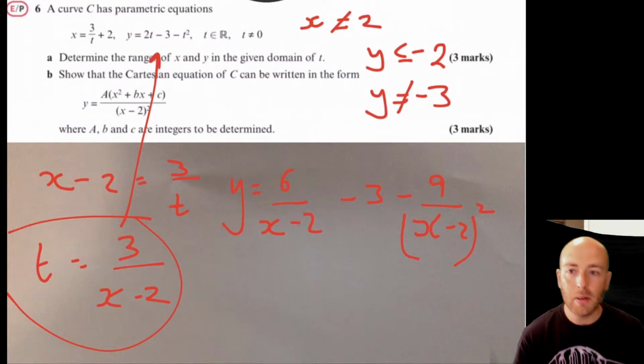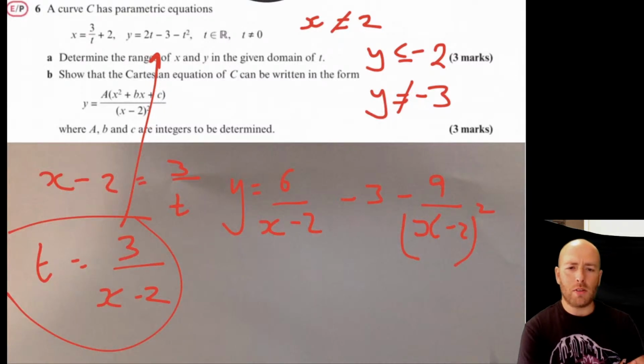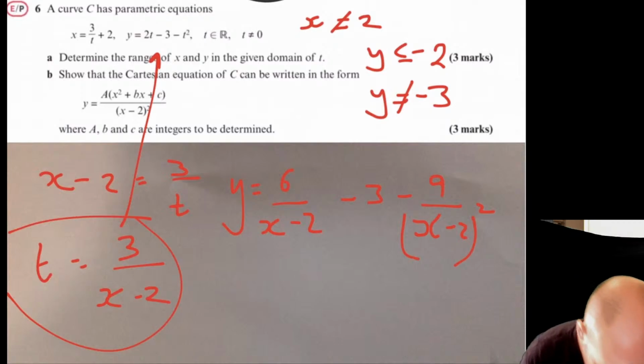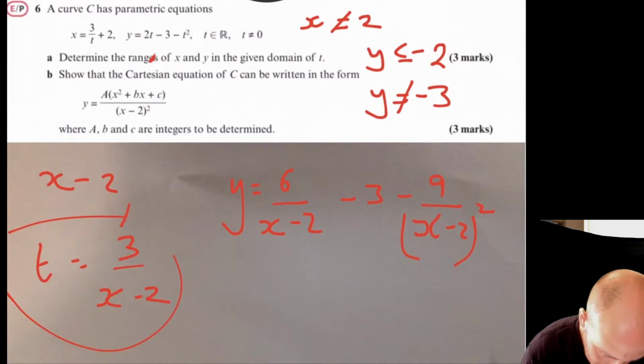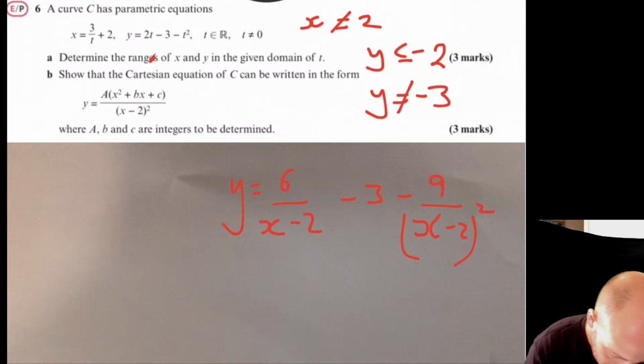Yeah, it looks messy, but I don't think there's much else we can do with that. We could, I suppose we could find a common denominator. Oh wait, yeah, they wanted to show it's in that form. Okay, yeah, so we need to find a common denominator. So I got to this stage, I'm going to times everything through by x take 2 that needs it.